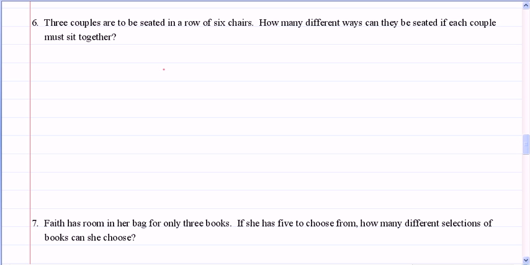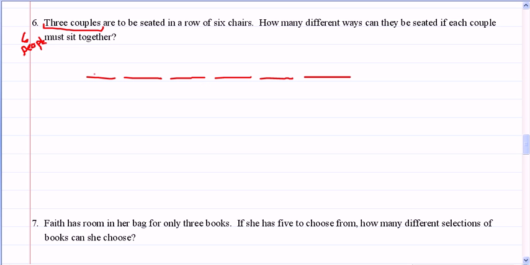For problem 6, it's similar to problem 5, but we have 3 couples to be seated in a row of 6 chairs. So once again, 3 couples is 6 people. But in this one, you have how many different ways can they be seated if each couple must sit together. This problem is much easier to do as a counting principle problem. So if you see it in a permutation section, you'll find it easier to do as a counting principle. So I'm going to make 6 spaces for 6 chairs.